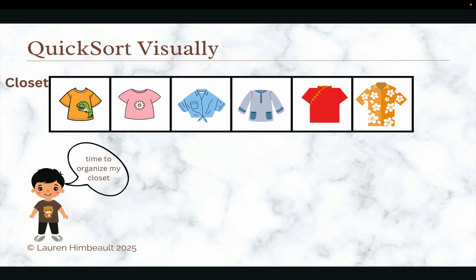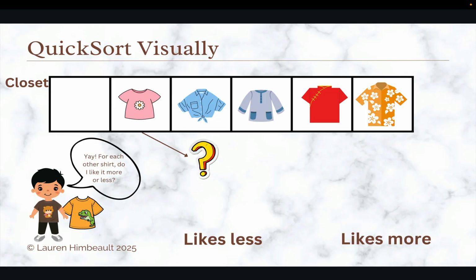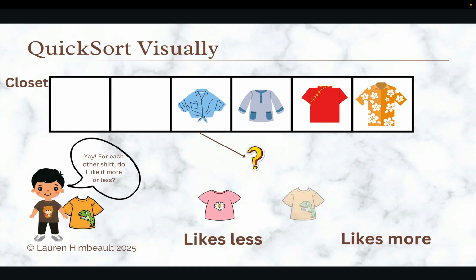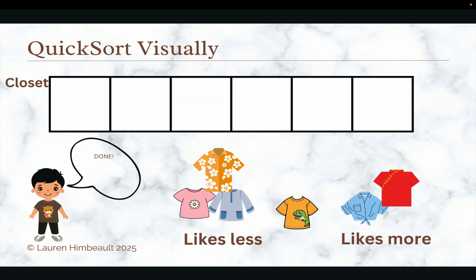So let's take a quick look at this from a visual standpoint. Here's my closet, and I've decided it's time for me to organize it. So I'm going to grab the very first shirt that I can reach, my super cool dinosaur shirt. And now I'm going to look at each sequential shirt and ask myself, do I like it more or less than my cool dinosaur shirt? Well, I've decided that I like my pink flower shirt less, so I'm going to put it in my likes less pile. And then I move on to the next shirt. And this will continue for every single shirt in my closet until I now have two piles, both centered around my original pivot shirt, the dinosaur.